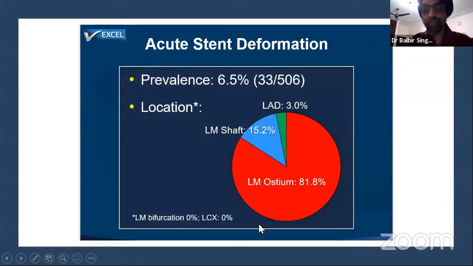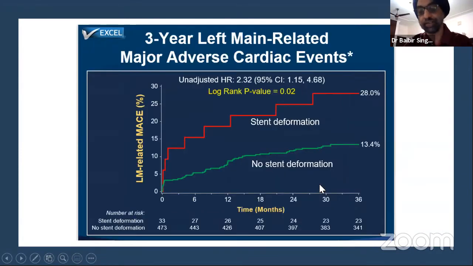So this is not a good sign. And in the Excel registry data, the prevalence of stent deformation was 6.5% in the patients who underwent an intravascular ultrasound. It's very, very bad to have this kind of deformation, particularly in left main. And ostium was the most prone because of the guide catheter. And people who had deformation had MACE. You can see the MACE is almost doubled at 3 years.